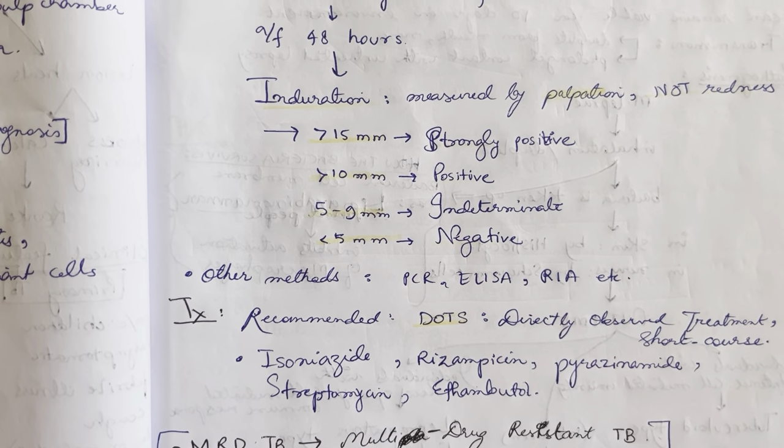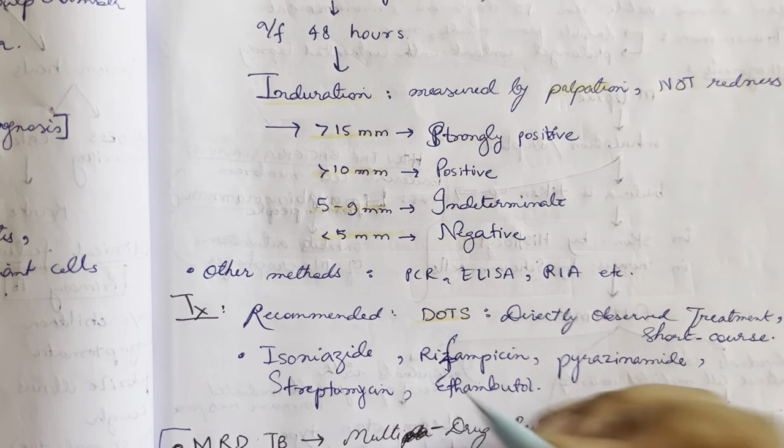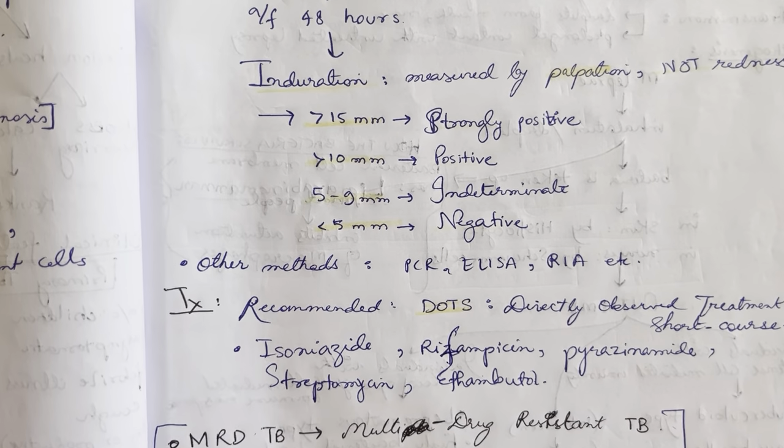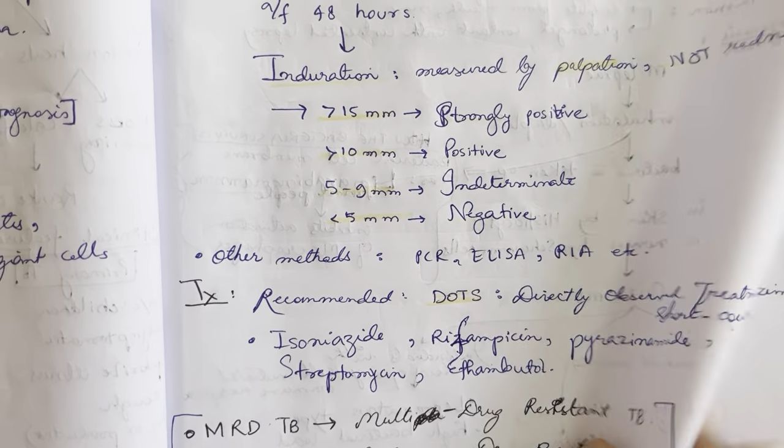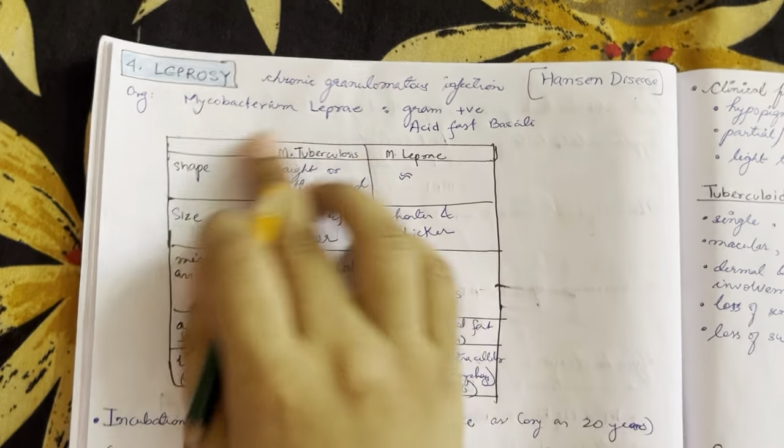Rifampicin, pyrazinamide, streptomycin, and ethambutol. Then MDR TB is multi-drug resistant TB. XDR TB is extensively drug resistant TB. Then we come to leprosy.